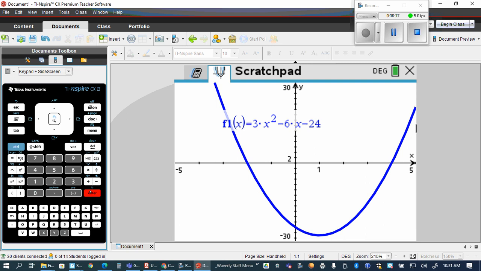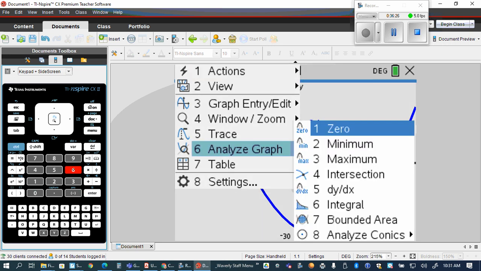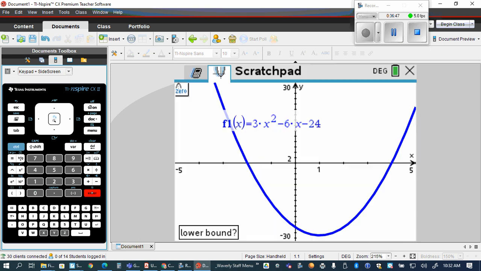But also, let's say it was like that, right? And maybe it doesn't hit exactly on a number. Let's go to menu, analyze graph. Does anybody see something that'll help us here? No, that's like with another graph. Guys, what's the title of this section? Oh, zero. Let's find a zero. They only find one at a time, right?